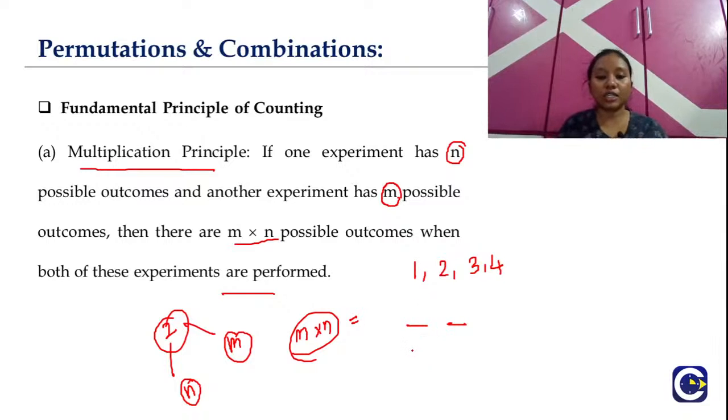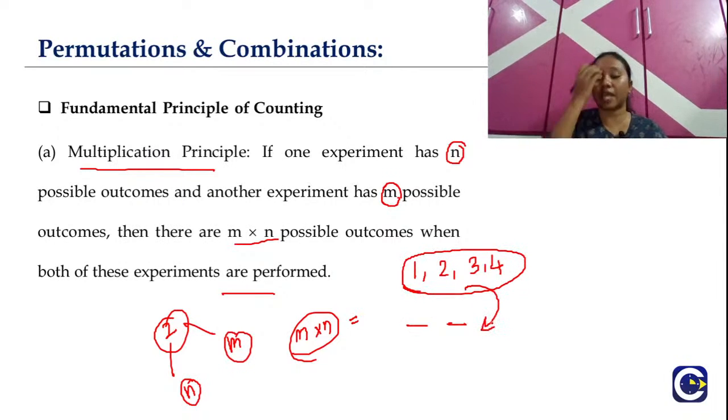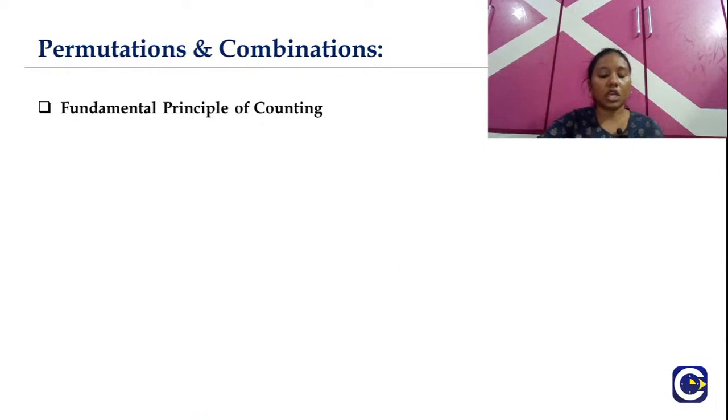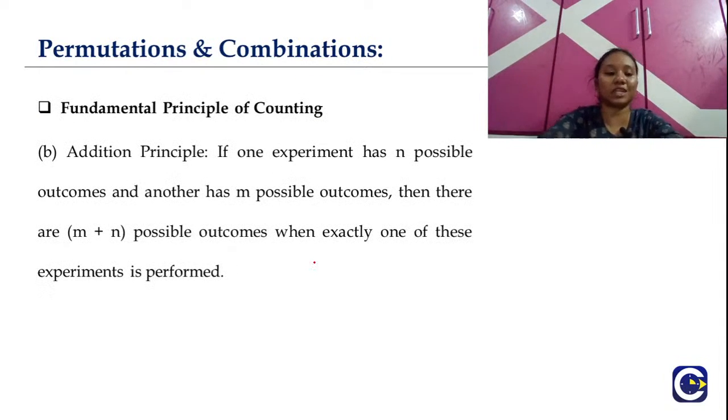So here I can have 1, 2, 3, 4, right? Likewise, to solve this we can use our trial and error method. So if we see this m cross n, let's quickly have an example. But before discussing the example of the multiplication principle, let's have a discussion about the addition principle also.